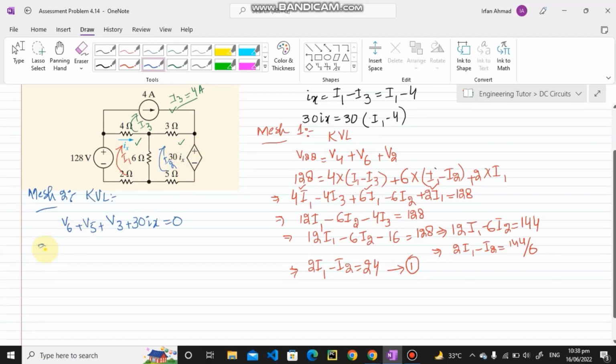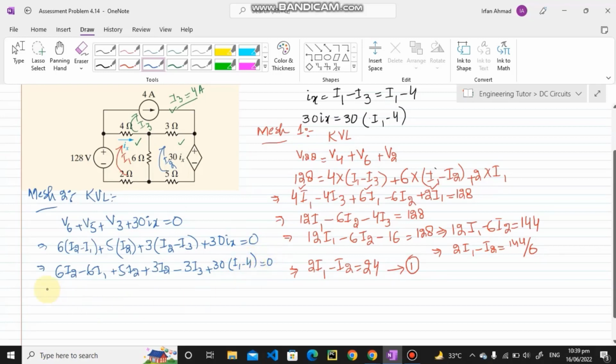So now let me write their values. V6 is equal to 6 multiplied by I2 minus I1, plus 5 multiplied by I2, the only current here, and V3 is 3 multiplied by I2 minus I3, plus 30 Ix equal to 0. Now simplifying it, I will get 6 I2 minus 6 I1 plus 5 I2 plus 3 I2 minus 3 I3 plus, and writing the value of Ix, which is basically I1 minus 4, so 30 times I1 minus 4, this is equal to 0.